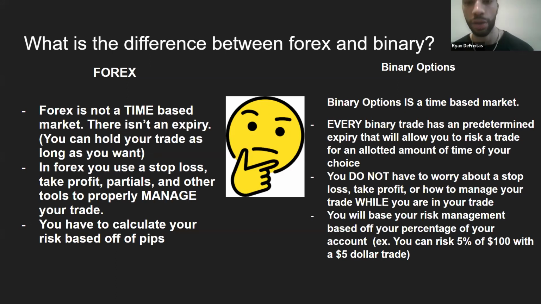In Forex, we have to manage the trade while we're trading it. When we're buying and selling, we still have to take partials. We still have to move our stop loss. We have to move our TP, all that type of stuff. With binary, you can buy or sell. It's a wrap. That's it. You don't have to do anything else but wait. So it's an easier barrier of entry and easier to understand.